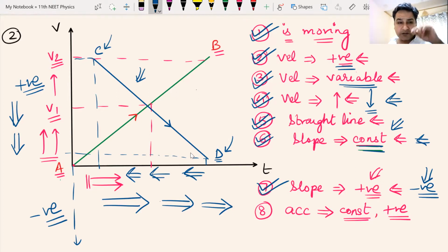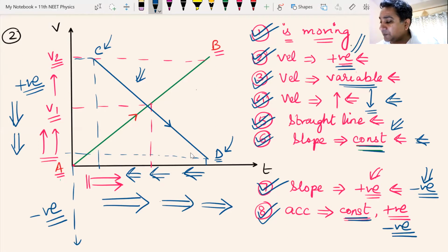What about the acceleration? Now let us convert everything into acceleration. What about the acceleration of this particle? The acceleration is constant because it is a straight line, but the acceleration is negative. Velocity is positive, acceleration is negative, and that is why your velocity is decreasing. So that was all about these velocity time graphs. Am I clear?